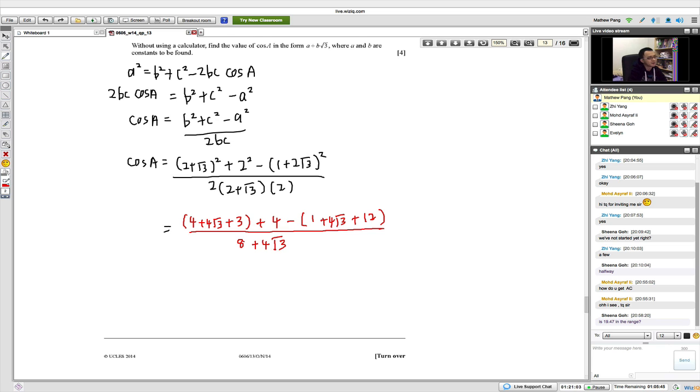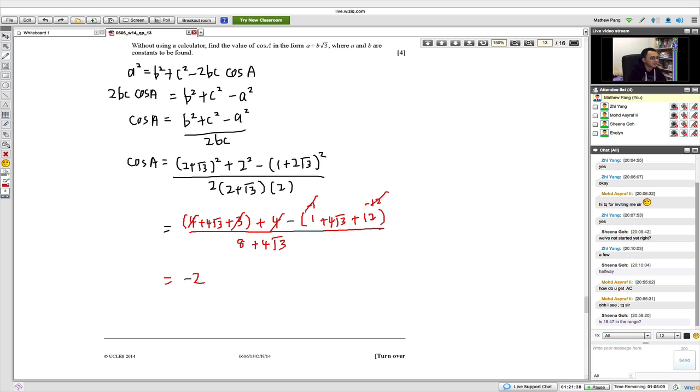Then I simplify again. I will do it straight away. This is 4 plus 3 is 7, 7 plus 4 is 11, minus 12 will be negative. 4, 3, 7, 11. 11 minus 1 is 10, minus 12 is negative 2. You imagine the negative already multiplied in, you get negative 1 and negative 12 here, isn't it? So I got negative 2 after I simplified.